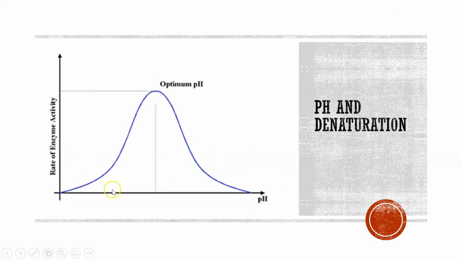Lovely little graph again. Do love my graphs. This time again we're looking at enzyme activity because enzymes are proteins. And we've got its optimal pH here. If you decrease the pH, enzyme activity drops due to its denaturing. If you increase the pH, enzyme activity is dropping due to denaturing.